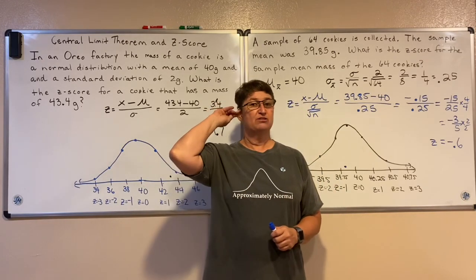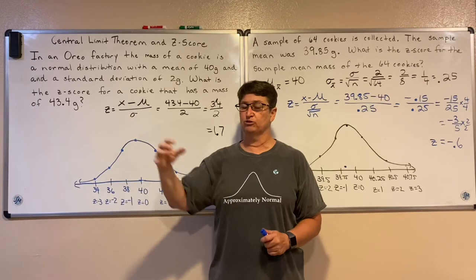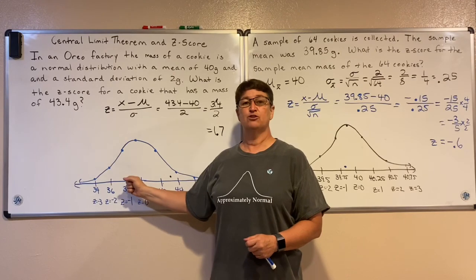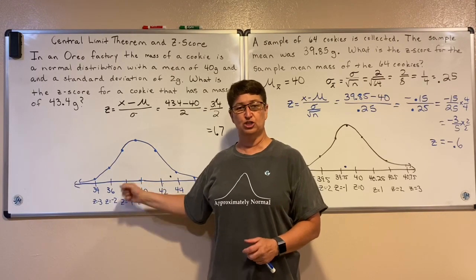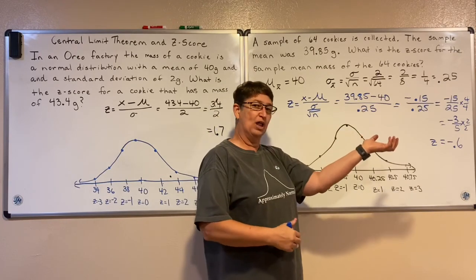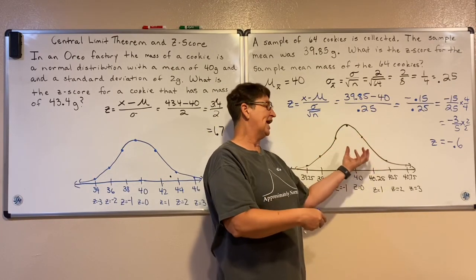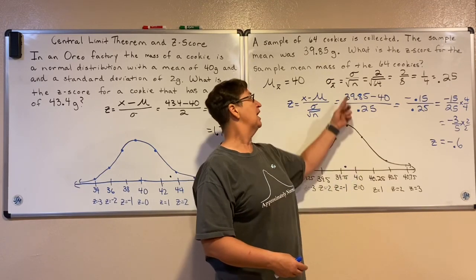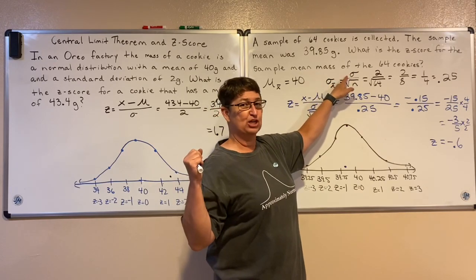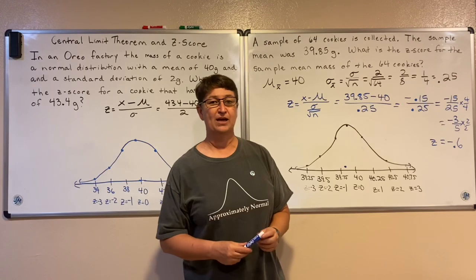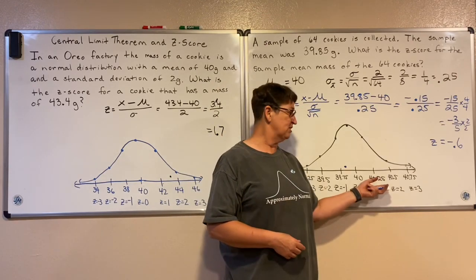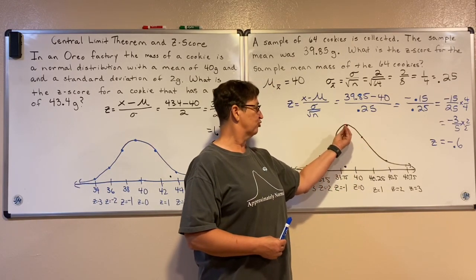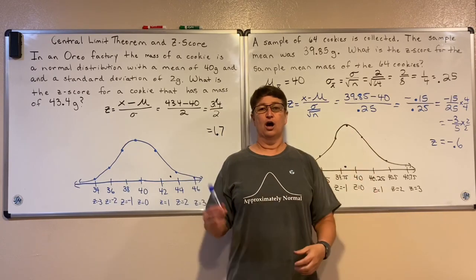And also notice that when it was just one cookie that I was pulling out, then that one cookie was part of this normal distribution. But then when I pulled out a sample and found a mean from that, it created a sampling distribution. And in order to find that standard deviation, I had to take the standard deviation of my population and divide it by the square root of my sample size. So the central limit theorem is a really powerful theorem that lets us create these normal distributions using that information from our population.